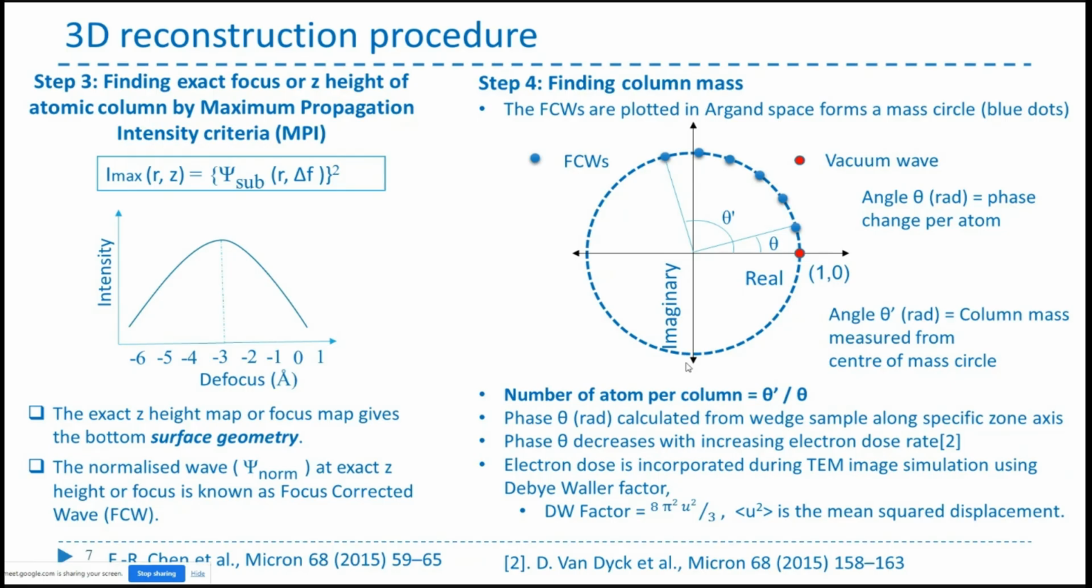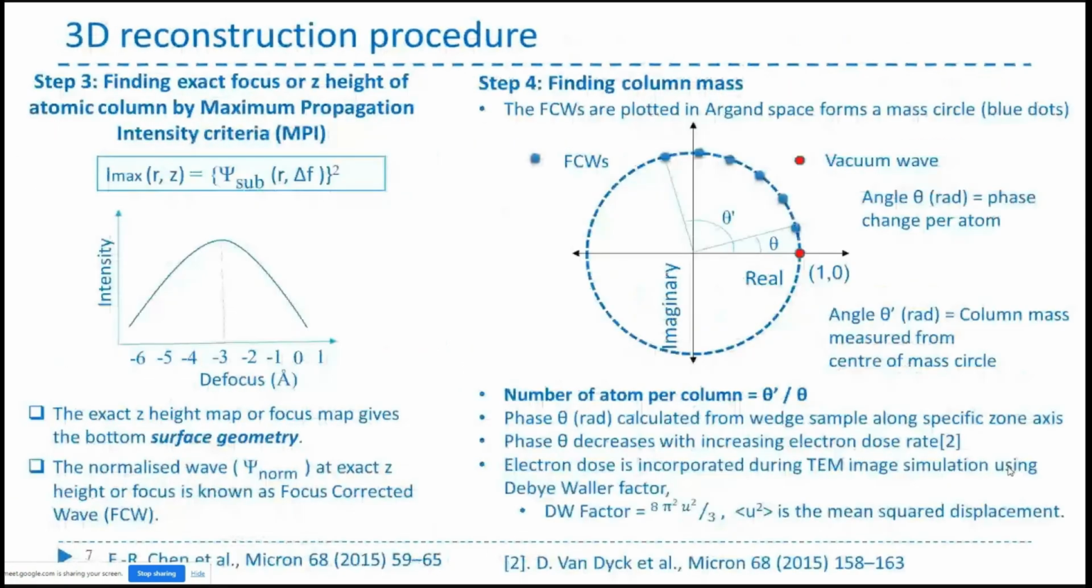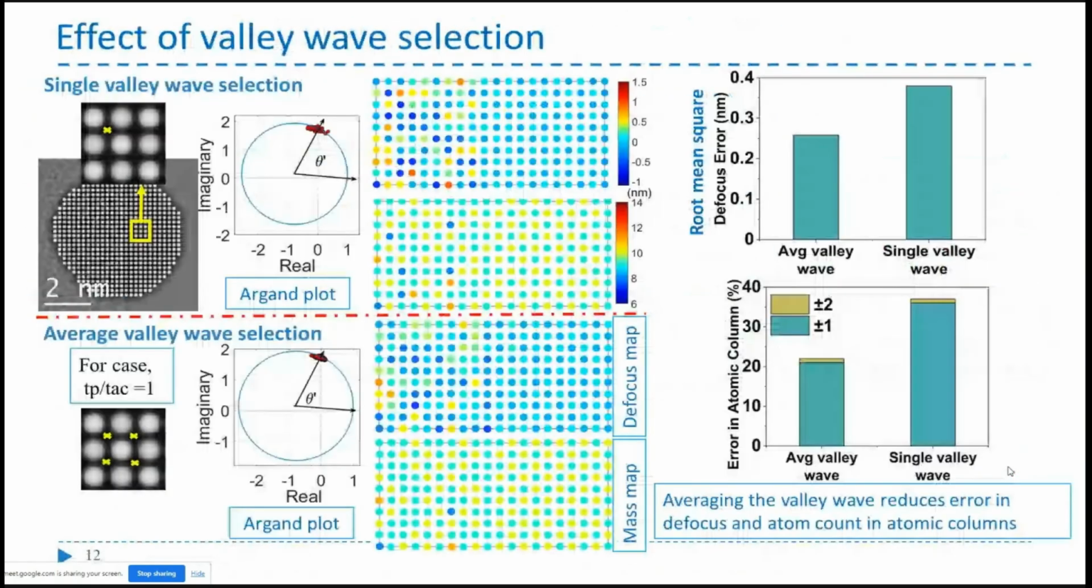So how to incorporate that in the simulation? Using the Debye-Waller factor, which is the mean square displacement. Using the electron dose rate, that changes, and that's why your Debye-Waller factor changes. And from that you have to simulate. I am showing one example here.